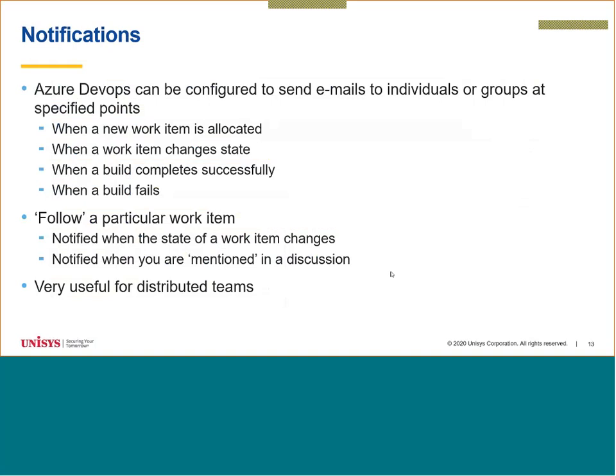Something else I would urge you to do is configure DevOps to send emails to people. Actually, Russell showed this a bit in his demo on Monday. But there's a whole sequence of actions and decision points that you can configure to say, when this happens, send an email either to a certain individual or to a group. So when a new work item is allocated, when it changes state, when a build is completed, or if it fails.